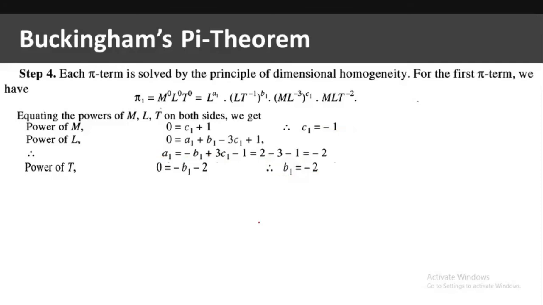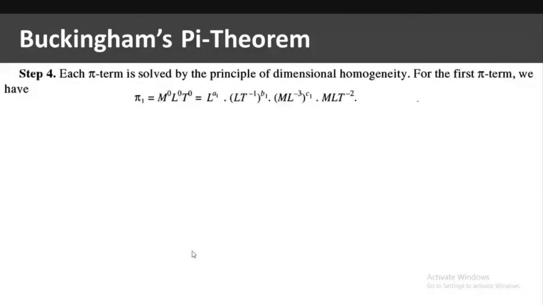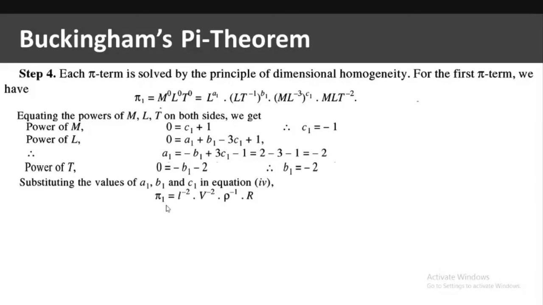Okay, so we have found the values of A1, B1, C1. So we will put these values above, where? Here. We will put this value here. So we will have pi 1 equals L to the power minus 2, V to the power minus 2, rho to the power minus 1 into R. Now the terms with minus powers will go to the denominator. So it will be rho into V square into L square. So it is R upon L square into V square into rho, so R upon rho L square V square. This is equation number 1 and this is the value of pi 1.